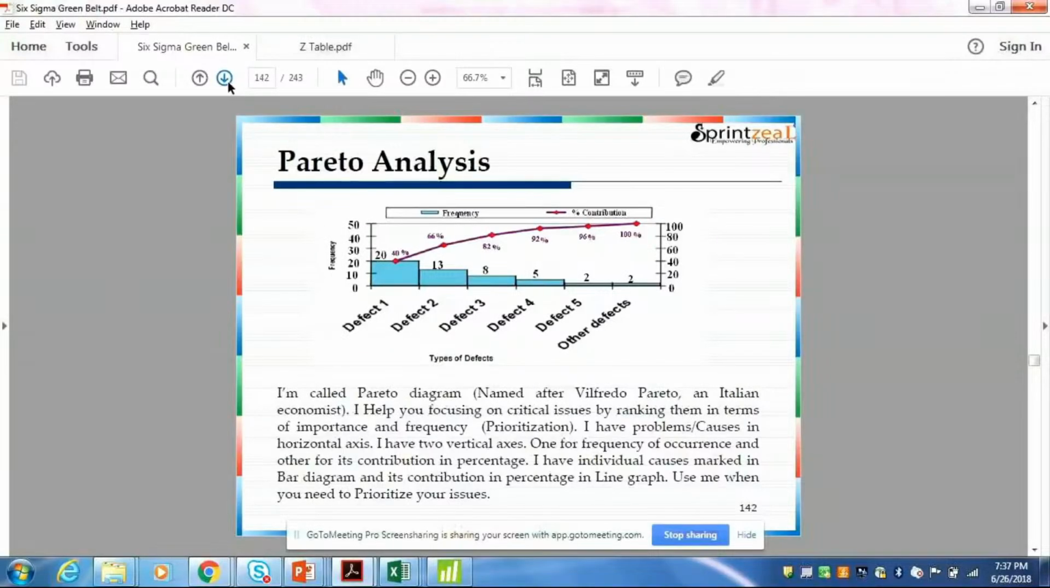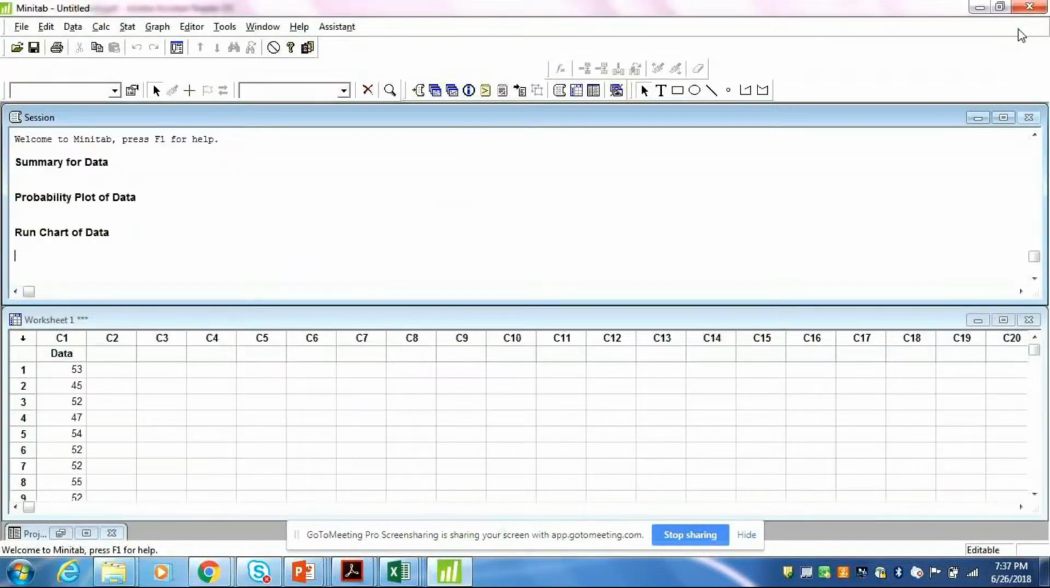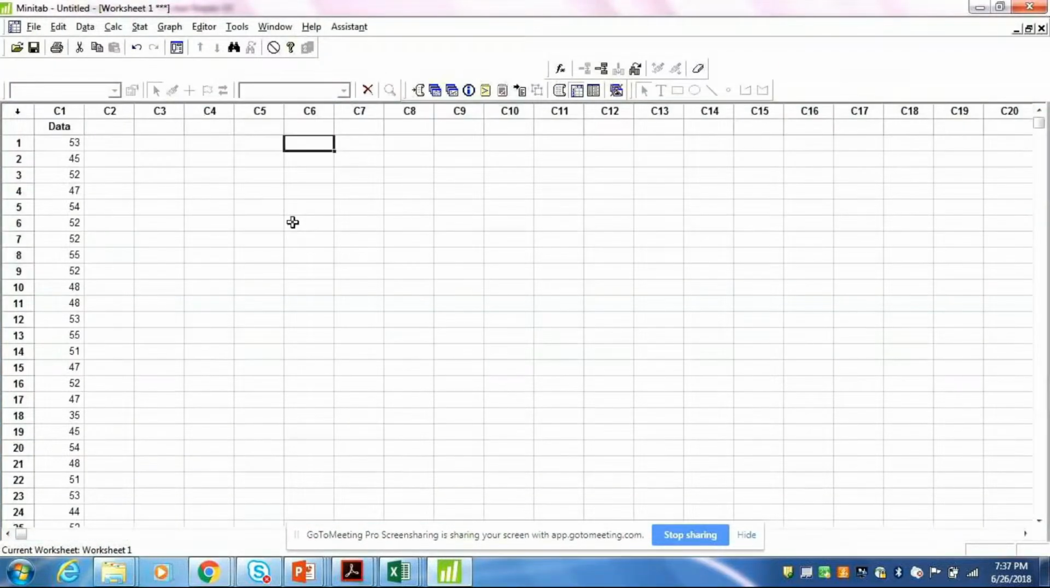Okay. Do you know how to draw a Pareto? I don't think I ever have drawn a Pareto. Oh, okay. Let's go ahead and do that. It's a good chart, which might help.